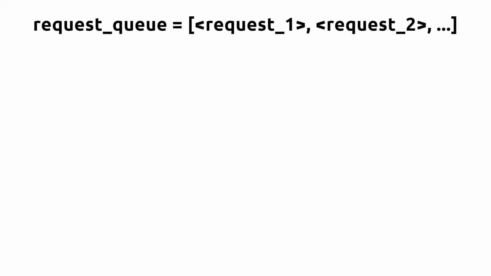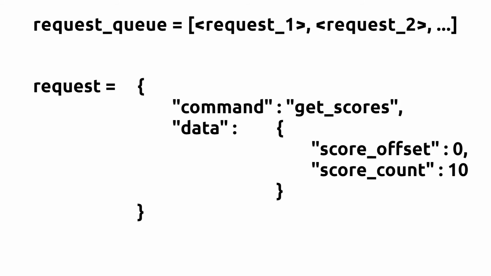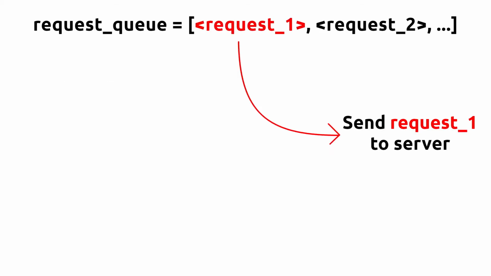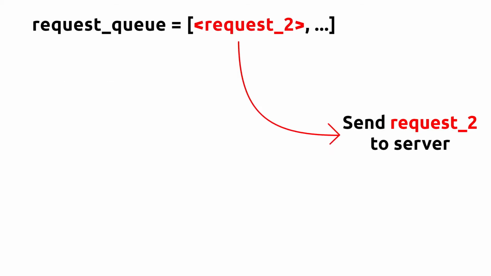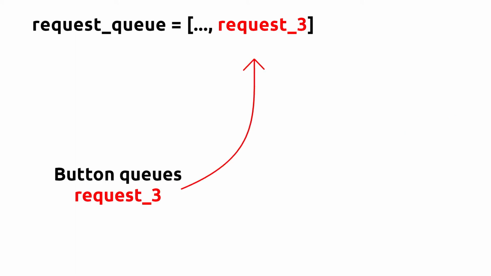What we will do is create a queue that contains all the requests we wish to make. The requests will be formatted as a dictionary that contains our command as a string and our data as another dictionary. When we are approved to send our request to the server, we will send the command and convert our data portion into JSON. As our game runs, our root node will pop requests off of our queue and handle sending the data one request at a time. We can simply have our buttons queue requests as needed.